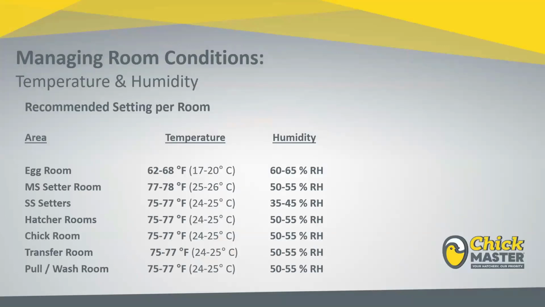When I look at temperature recommendations, we recognize that there are some varying differences between, say, a multi-stage room versus a single stage room. So egg rooms, generally we see ranges between 62 to 68, 60 to 65% relative. Multi-stage rooms, 77, 78, 50 to 55% relative. And then look at single stage setters, slightly lower temperature and quite a bit lower relative humidity setting. Hatcher rooms, 75, 77. Chick rooms, 75, 77, transfer, pull wash rooms.